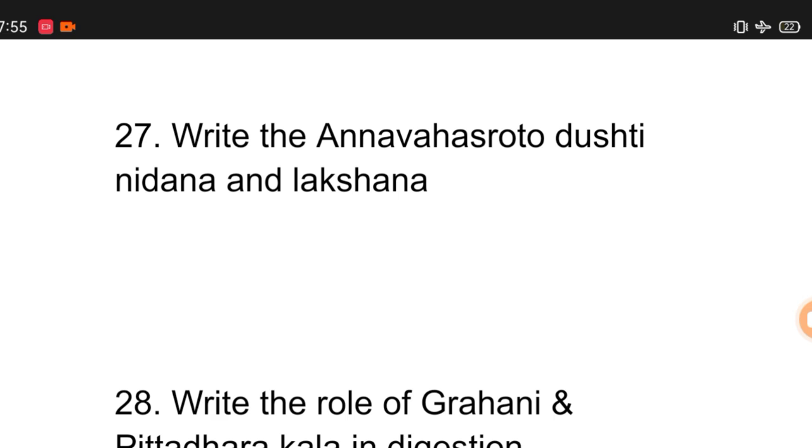Most of the time we can give Virechana treatment, means undigested food is removed from our body by the downward movement.